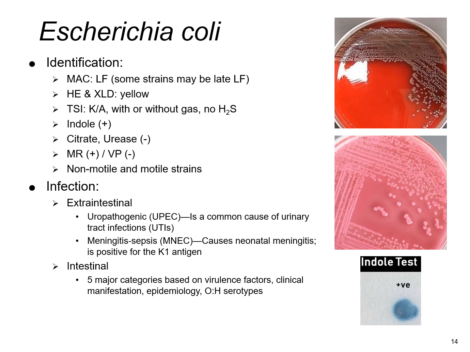Escherichia coli, more commonly known as E. coli, is a lactose fermenter. There are some strains that are late lactose fermenters. When cultured on HE or XLD agar, these organisms will give a yellow color.